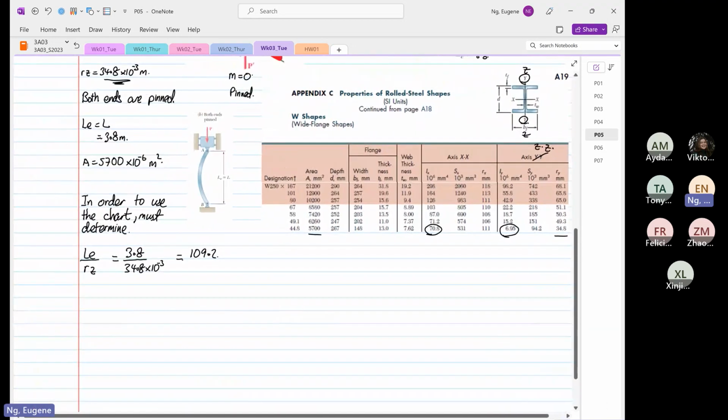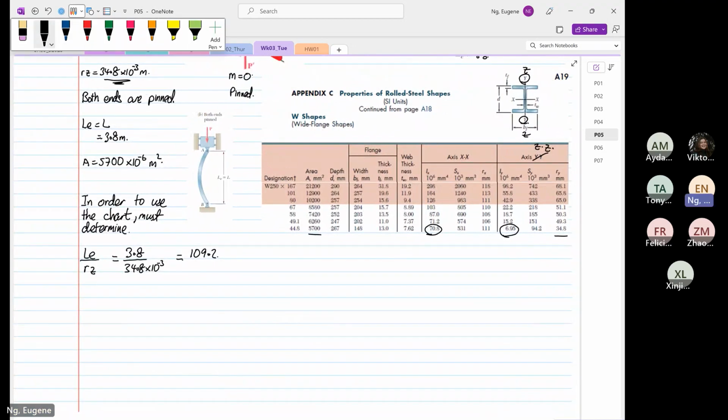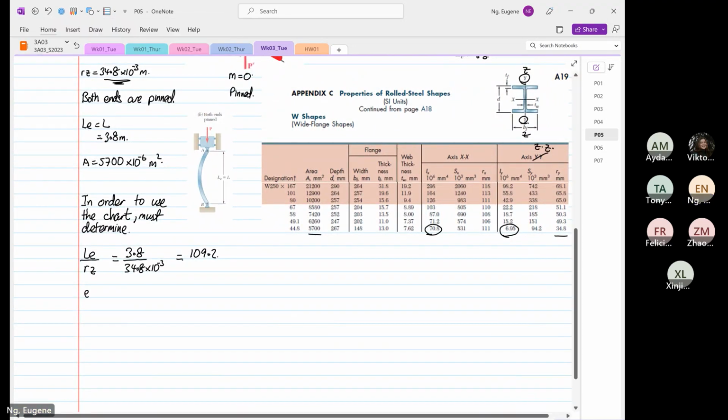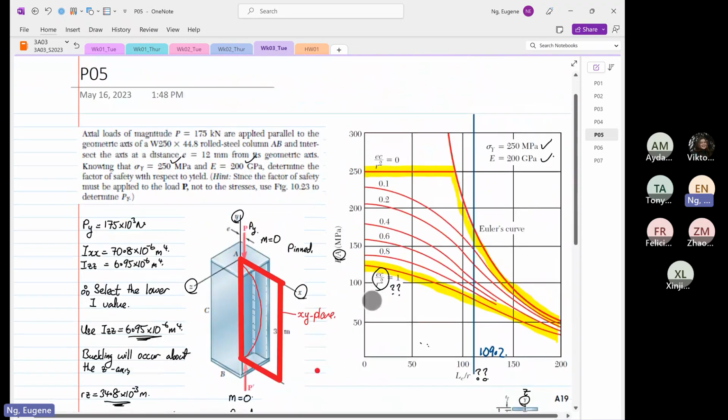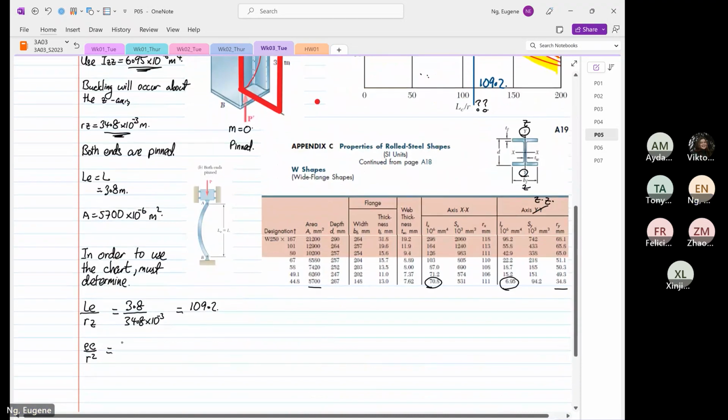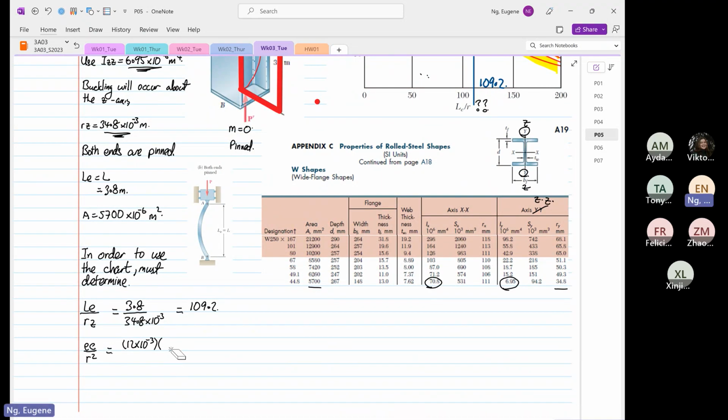So we have to determine our Ec over r squared, right? So the e value is given in the question, e is 12 times 10 to the power minus 3. Now, let's do the easier one. The r is easy. It is 34.8 times 10 to the power minus 3, squared.